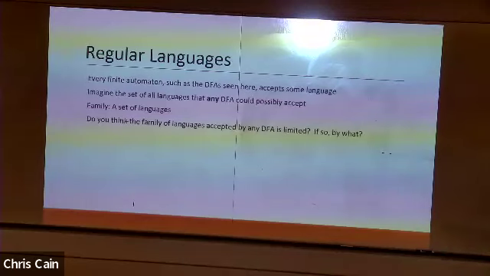The family of languages accepted by a DFA is limited, but what do we think that limiting factor is? What keeps us from being able to represent a language with a DFA? Or what is the limitation of what a DFA can represent? Take a little bit and think about that, because it's not a really apparent answer. I don't expect anyone to have an answer for that in 5 seconds.